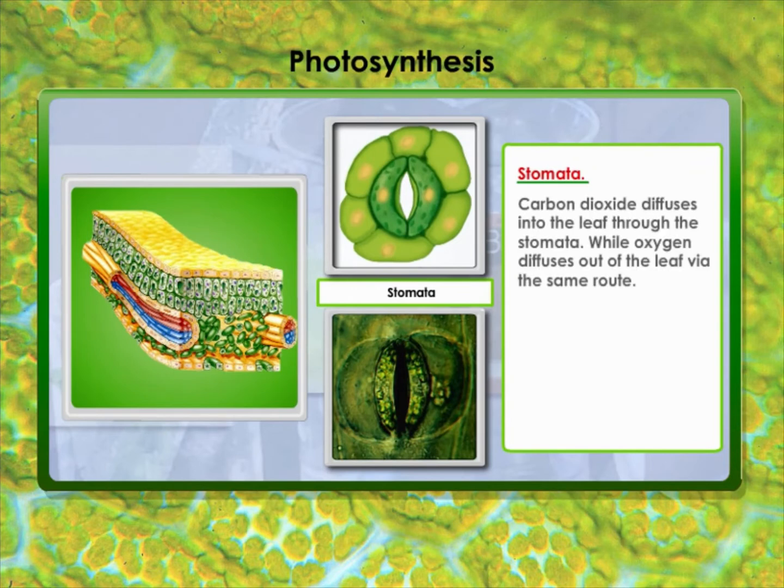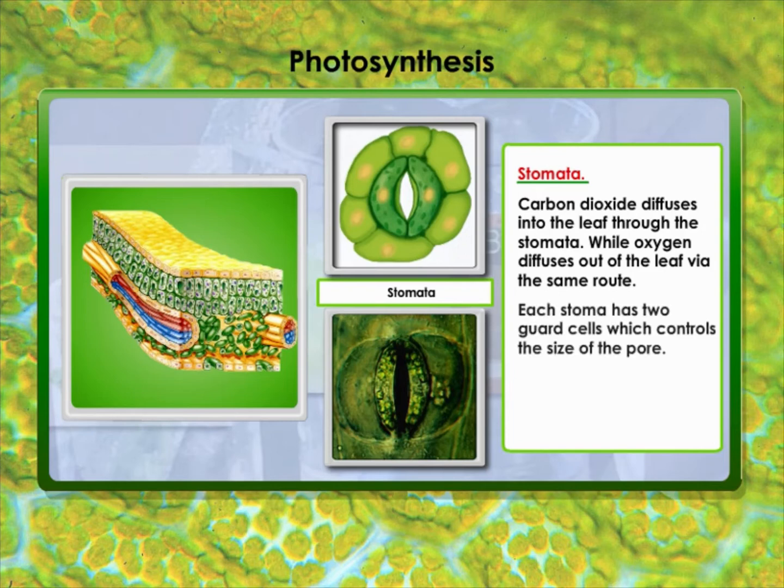Stomata. Carbon dioxide diffuses into the leaf through the stomata, while oxygen diffuses out of the leaf via the same route. Each stoma has two guard cells which control the size of the pore.